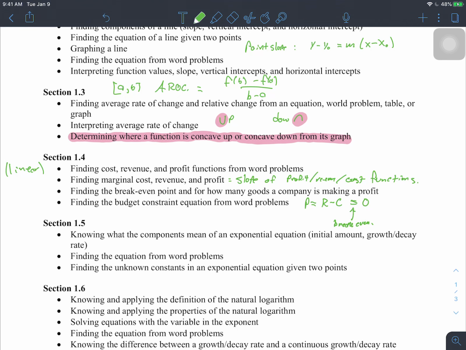And then finding the budget constraint equation from word problems. I would reword this as: understand marginal (in parentheses, marginal cost), revenue, profit functions in word problems.